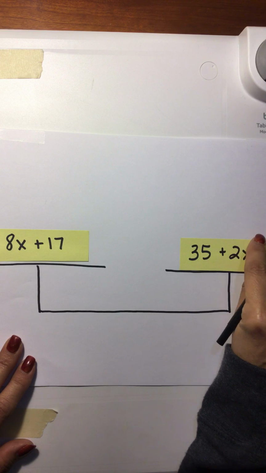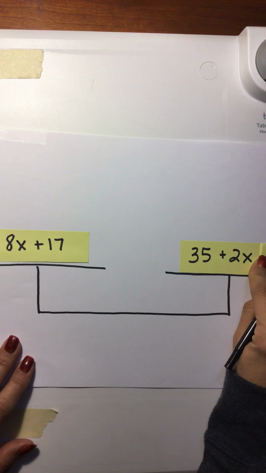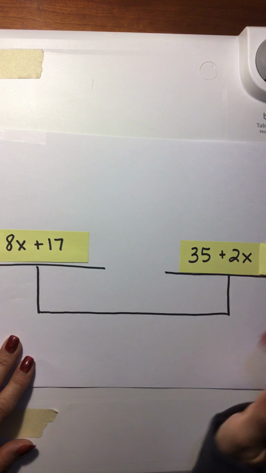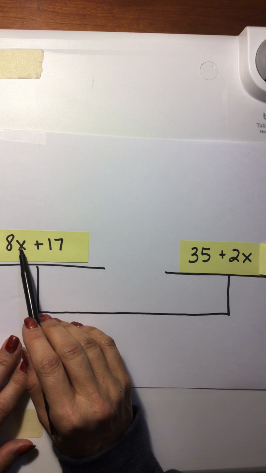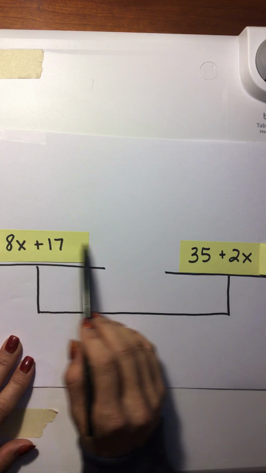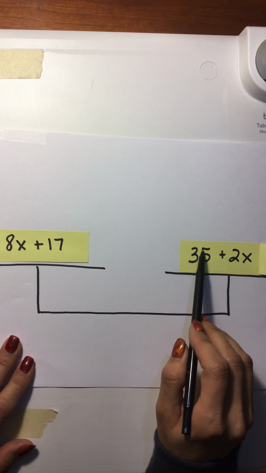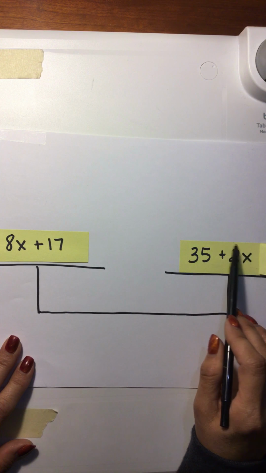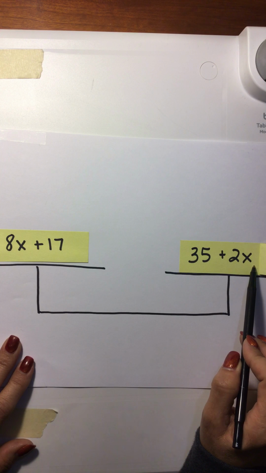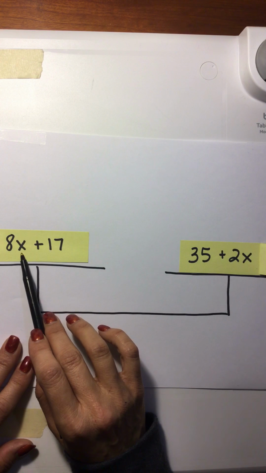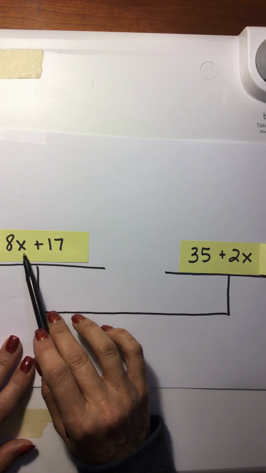What if we went ahead and we added something like this? Well, now you have two x's, you got the variable on both sides, and then you have a constant on both sides. So you still need to be able to isolate the variable, meaning getting the variable all by itself. So you have a couple of choices.